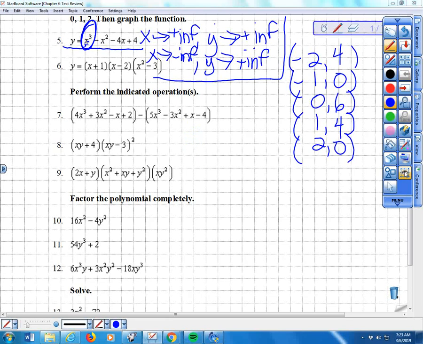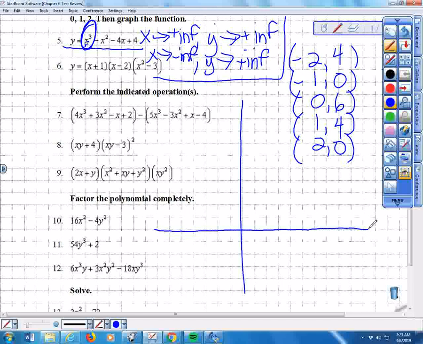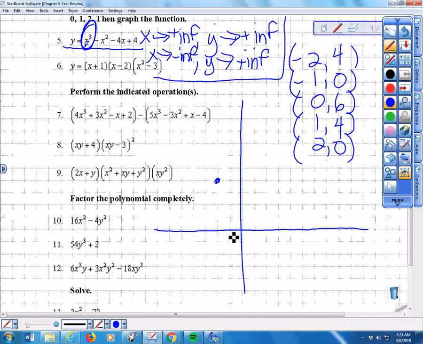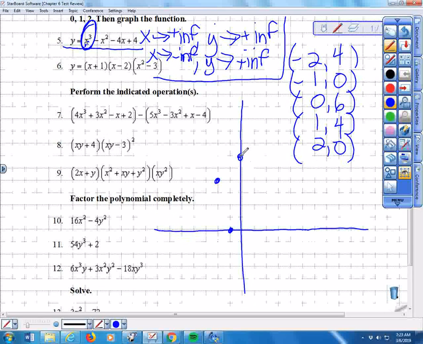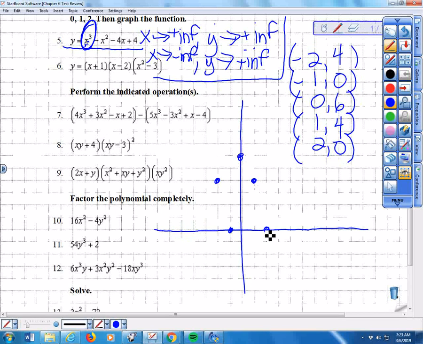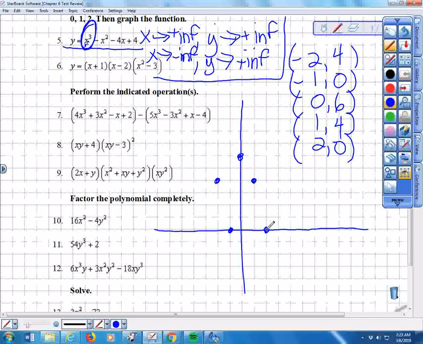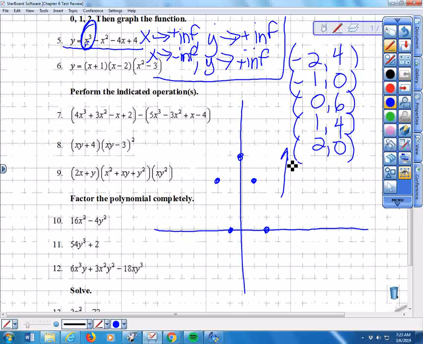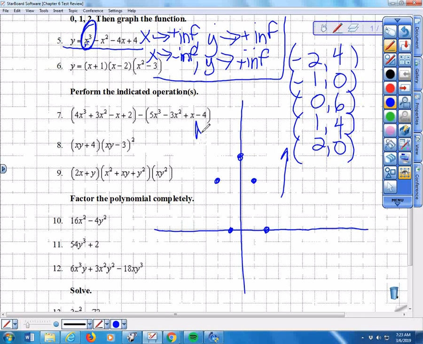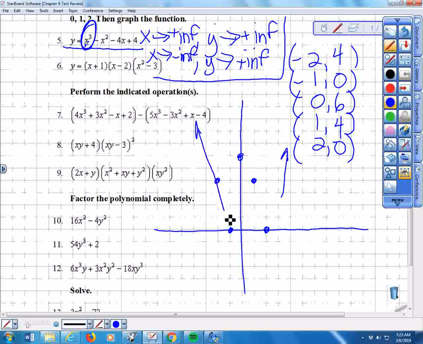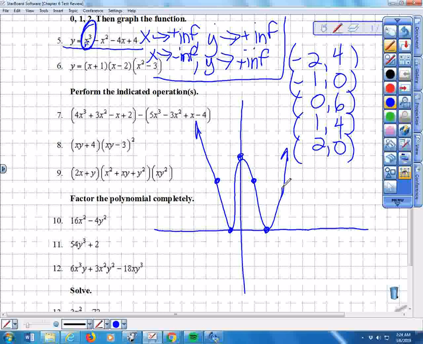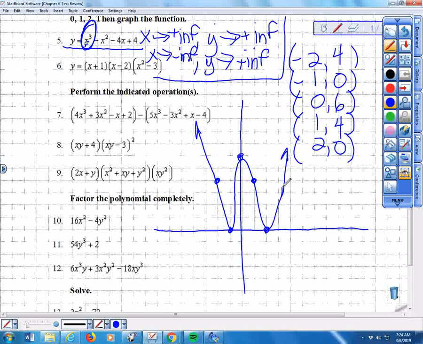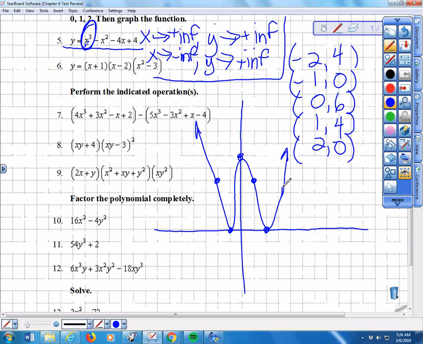So now I've got enough to go ahead and sketch this. Negative 2, 4. Negative 1, 0. 0, 6. 1, 4. And 2, 0. Now I'm remembering the end behavior is going to be in this direction on both ends. Okay? So what I really don't know is how far this is going to bounce off of the x-axis. I'd have to just graph it on a graphing calculator to see. But my guess is it's going to have this shape in some manner. All right.